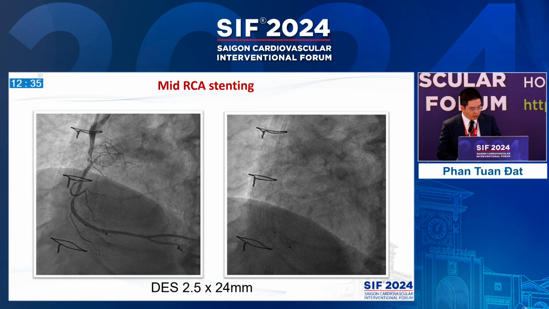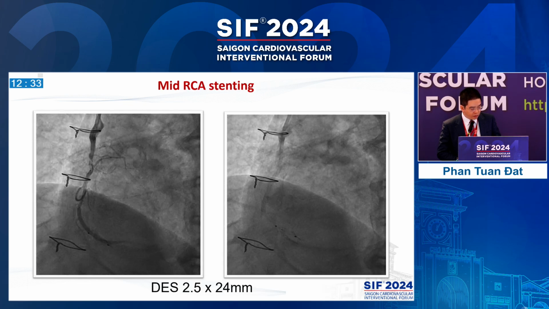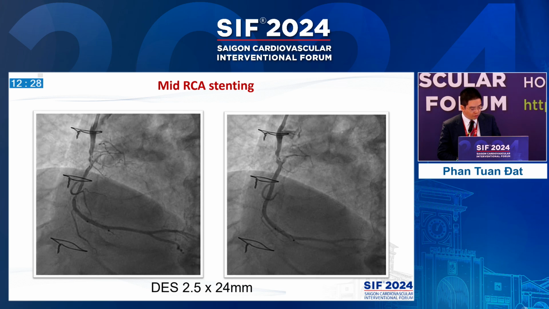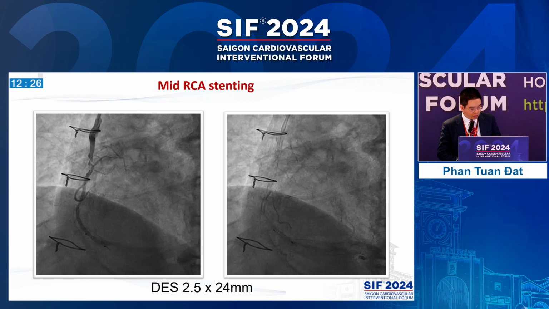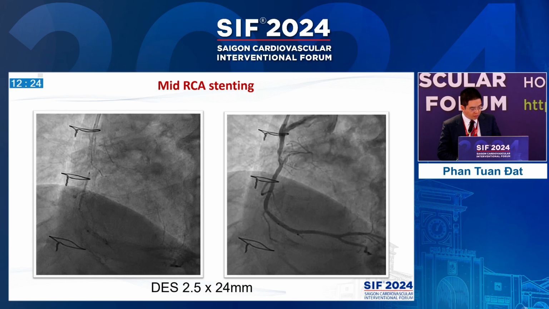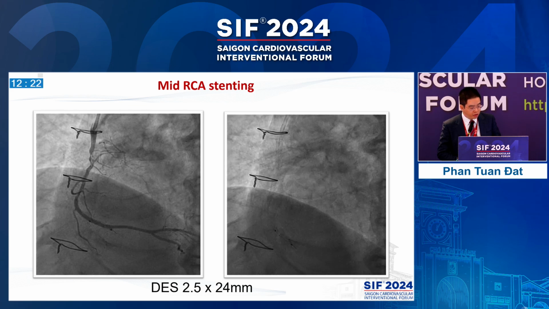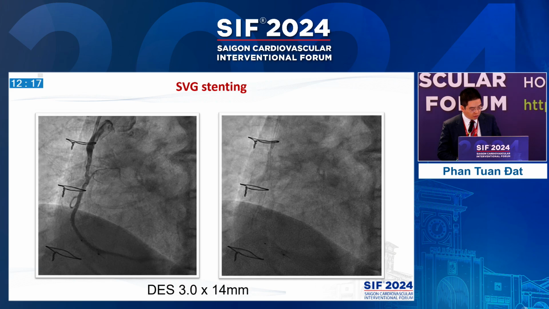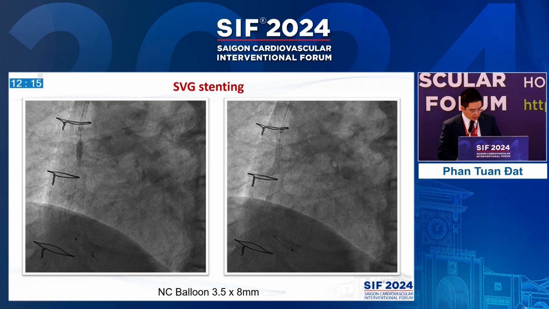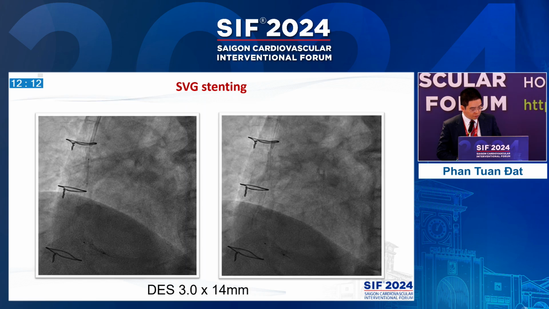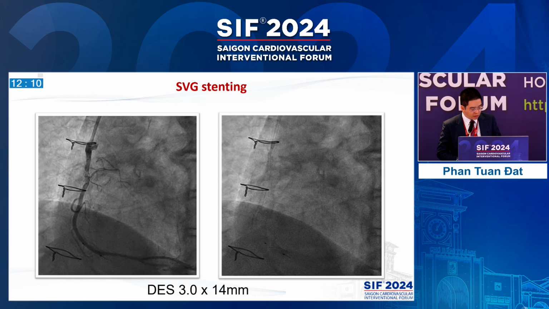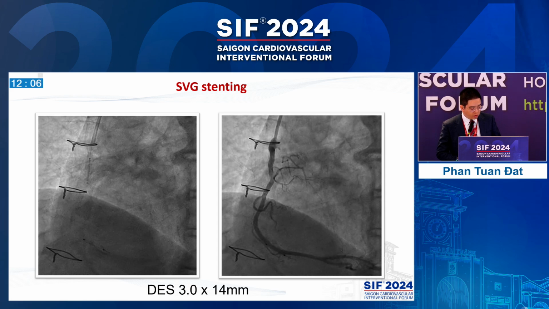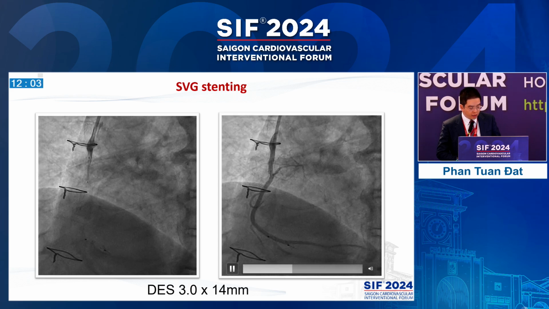And moving on, we quite easily deployed the stent at the mid RCA with a 2.5 by 24 mm stent. Because we think it is quite a separate lesion, we decided to use the Spot 10 and deployed another stent. The stent here is for the anastomosis. We chose a stent size of 3.0 by 14 mm to deploy to the SVG lesion here.